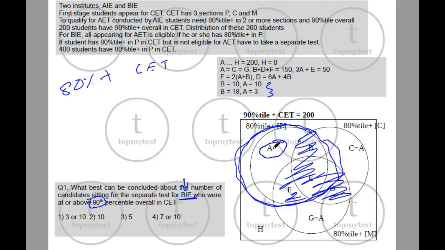So the only ones who will have to write a separate exam will be people in the A region. What is the value of A? A has two values possible, 3 and 10. So option 1 is your correct choice. Right? As with most Venn diagram questions, if you know the region which we are talking about, questions are pretty easy to solve. Let's go to the next one.